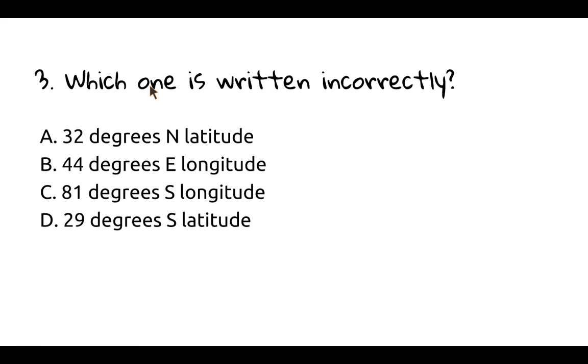Number 3, which one is written incorrectly? A, 32 degrees north latitude, B, 44 degrees east longitude, C, 81 degrees south longitude, or D, 29 degrees south latitude? Pause and figure this out.